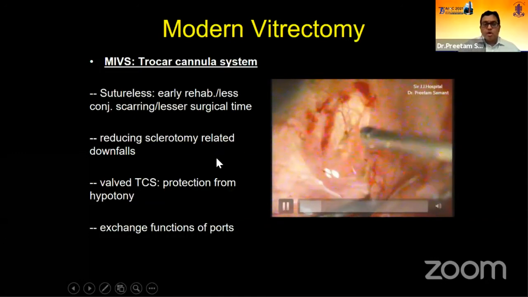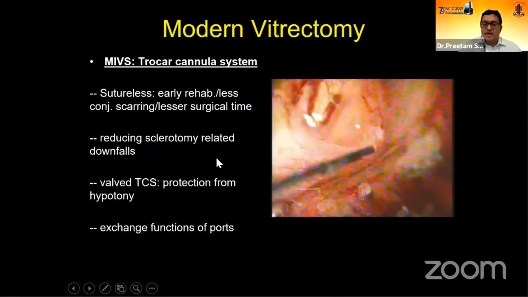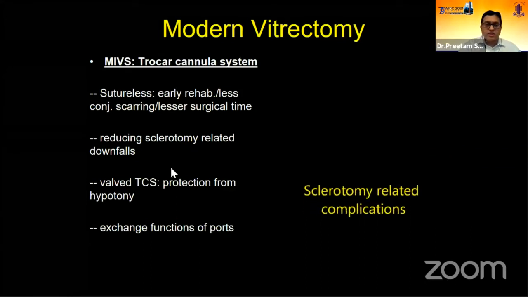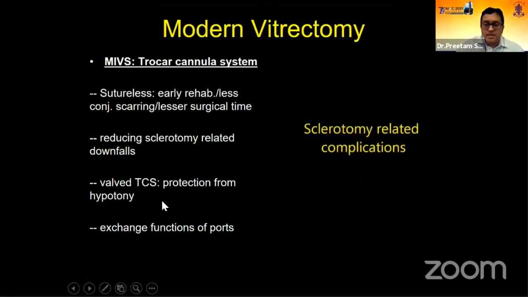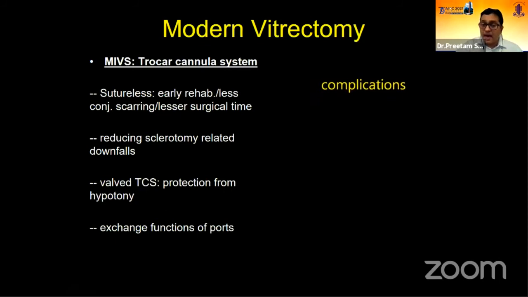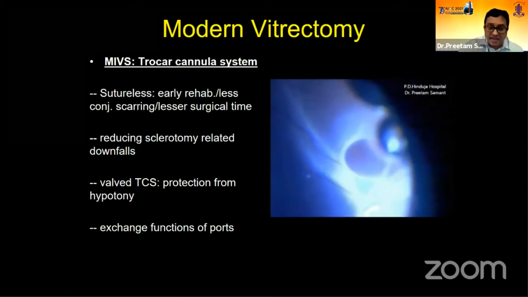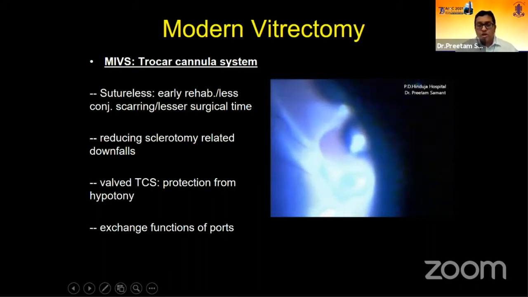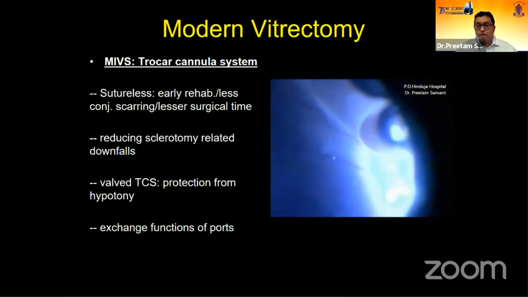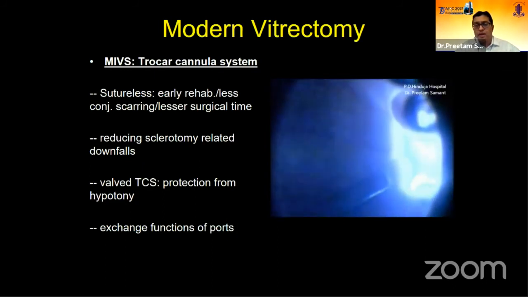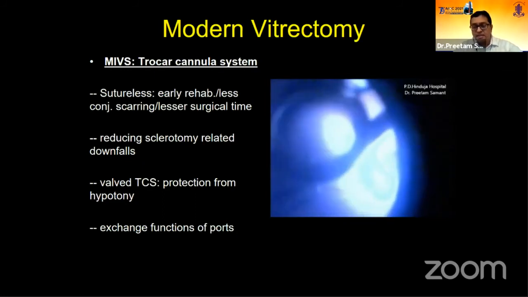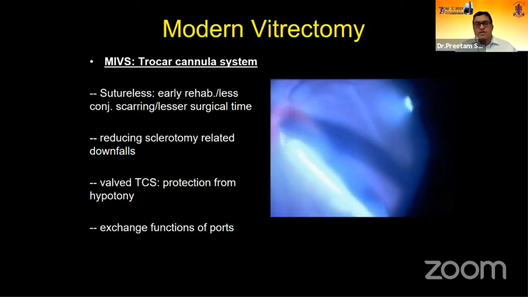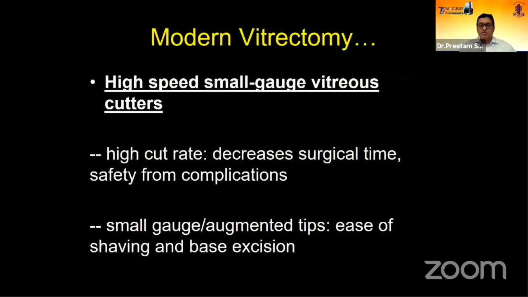Gone are those days, because by using the trocar cannula system, we are traversing the vitreous sufficiently enough to avoid these iatrogenic complications. Again, the valved trocar cannula system also protects from inadvertent hypotony, something which you don't want in myopic RDs. The trocar cannula system also allows us to exchange our ports. You can always move the infusion cannula superiorly, go through the inferotemporal cannula and do your shaving of the vitreous in the inferior fundus, thus avoiding lens touch. So these are some of the advantages of the modern MIVS vitrectomy which we do.